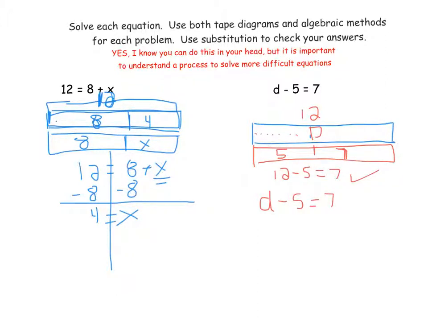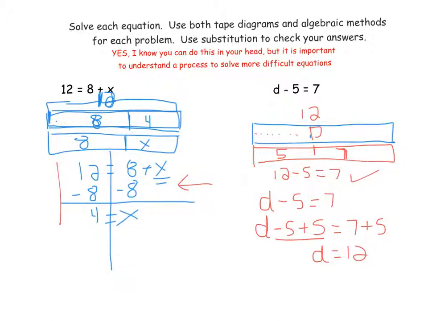So again, we want to use the additive inverse. What do we have to do to a minus 5 to get it to zero? So I'm going to show it a little bit different here. D minus 5 plus 5, that cancels out. And so because we added 5 to one side, we have to do it to the other. So that is why our D equals 12.